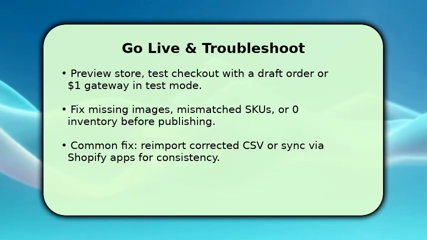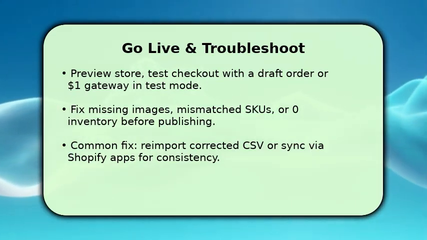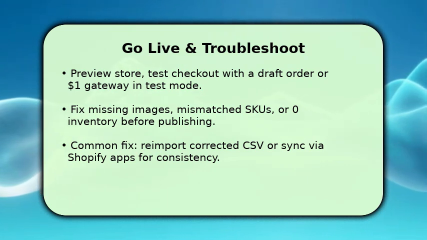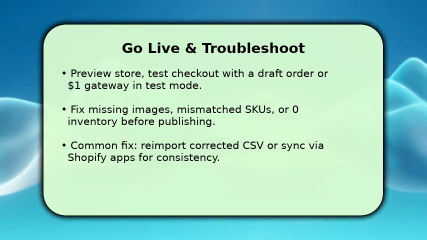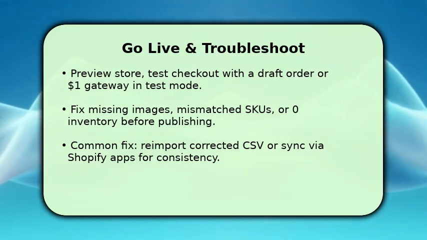If something breaks, missing images, SKU conflicts, or inventory showing 0, don't panic. Update the product in admin or re-import a corrected CSV and clear cache. If problems persist, sync with your inventory app and recheck field mappings to resolve mismatches once and for all.